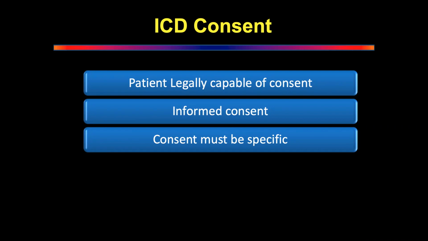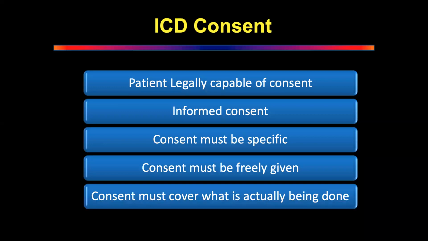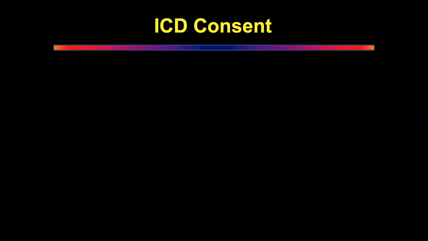This is important. The consent should be given of own free will. That is an informed consent where the patient has given the consent, not the relative. And the consent must cover what is actually being done. You cannot generally say that I'm going to do something to the chest wall. You have to actually talk about specific things. It's got to be very, very specific.